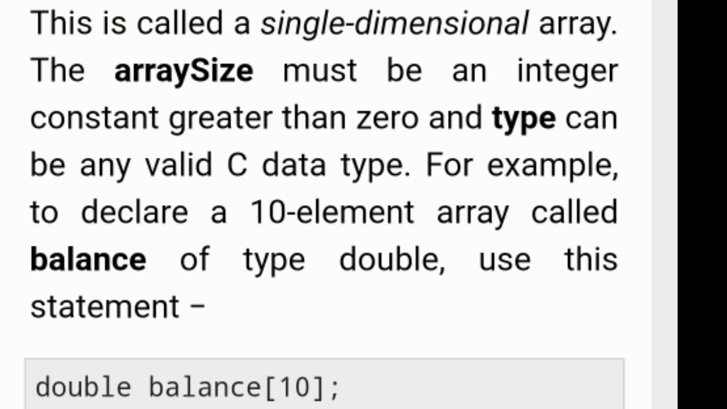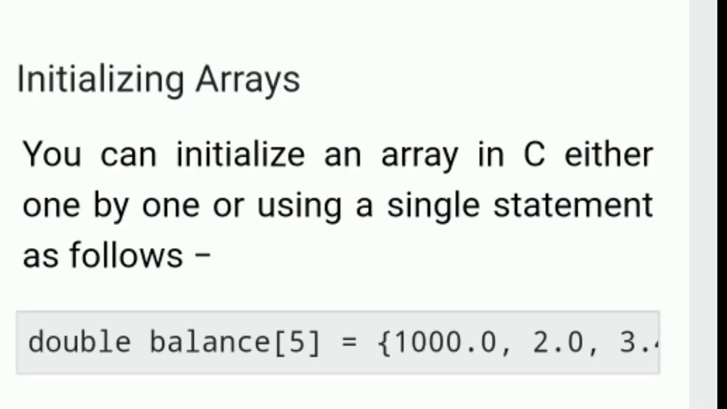Index 0 is the first element, index 1 is the second element, index 2 is the third element, and index 4 is the last element. Why is 4 the last element? The total number of elements is 5, which means the maximum index number is n minus 1. So instead of 0 to 5, it is 0 to 4.